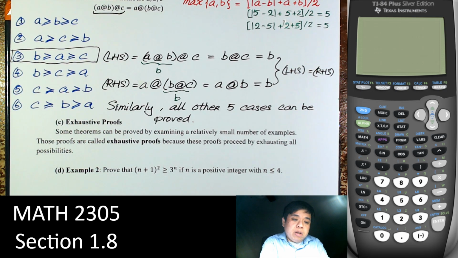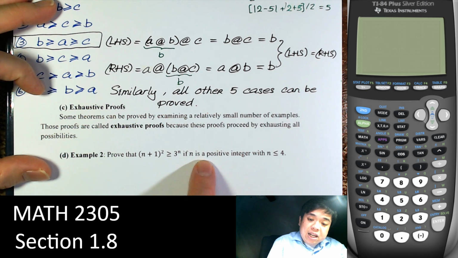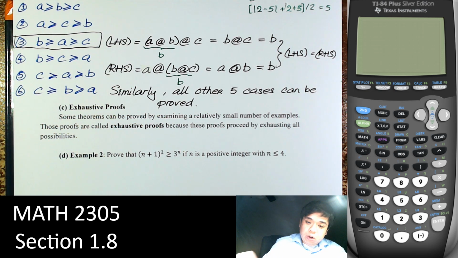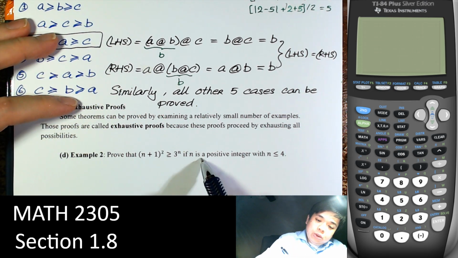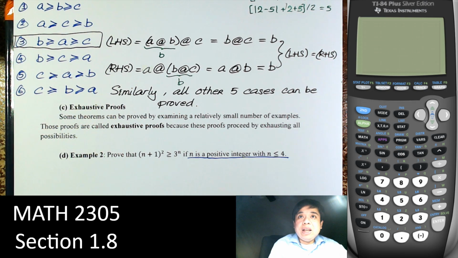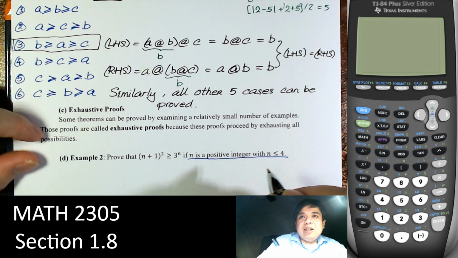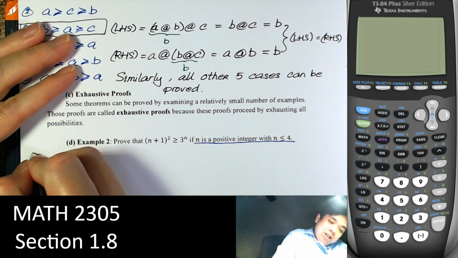Right, exhaustive proof. Sometimes a theorem can be proved by examining a relatively small number of cases. So in this case, something like this. Prove that when n is a positive integer less than or equal to 4, then this is true. So less than or equal to 4 means that n can be 1, 2, 3, or 4. Right? Only 4 cases.